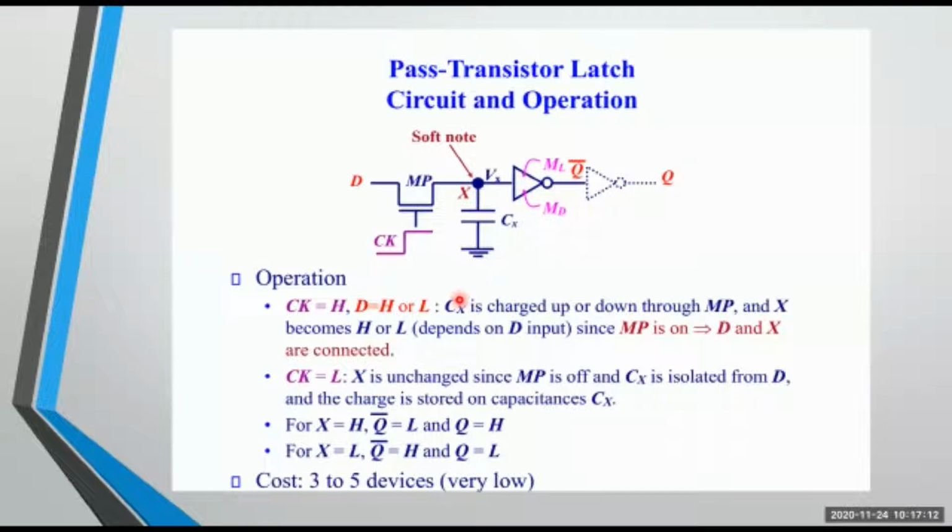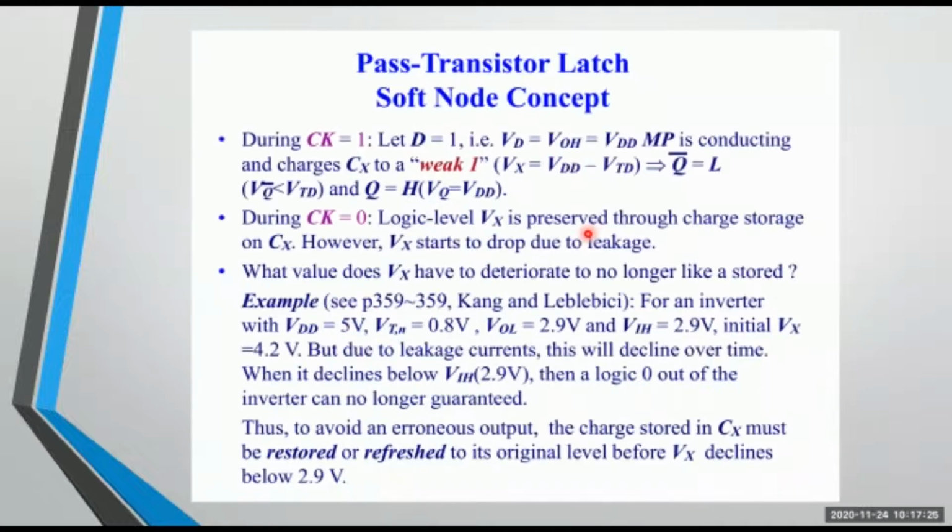Now what is this one? The construction of this particular latch requires only 3 to 5 devices, which is very low. By using only 3 to 5 devices, we can easily construct this pass transistor latch circuit. And let us now see the concept about whatever we have seen up to now.